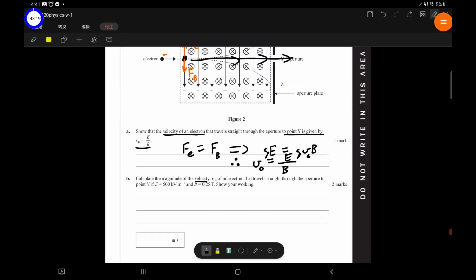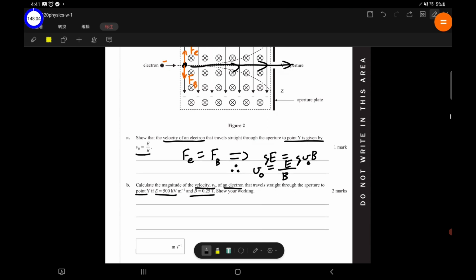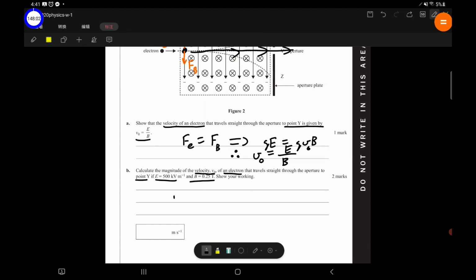We have to calculate the magnitude of the velocity of an electron as it travels in a straight line, moving through path Y through the aperture to point Y, with the electric field of this value and the magnetic field strength of this value. That's actually pretty nice because we just sub in the values. The only trick about this question is the unit conversions, so just try to remember that.